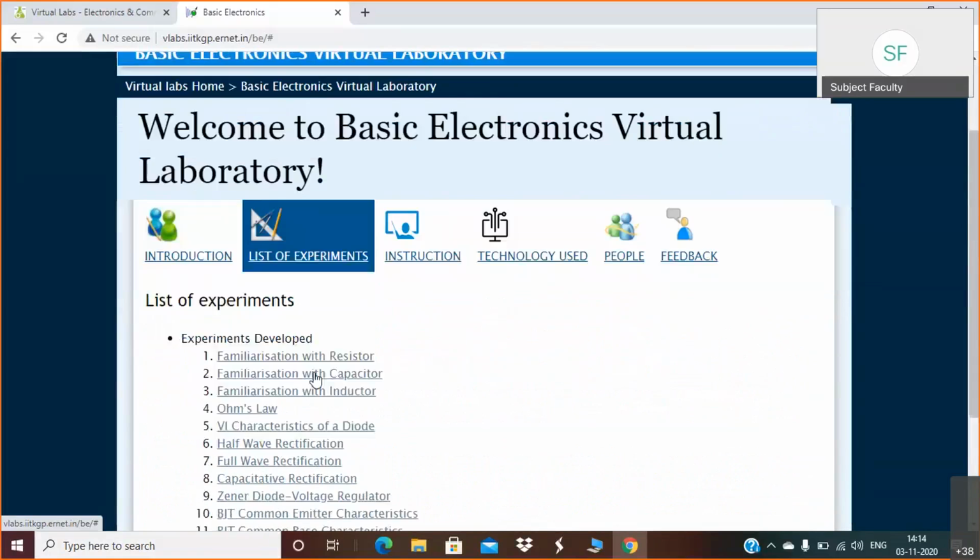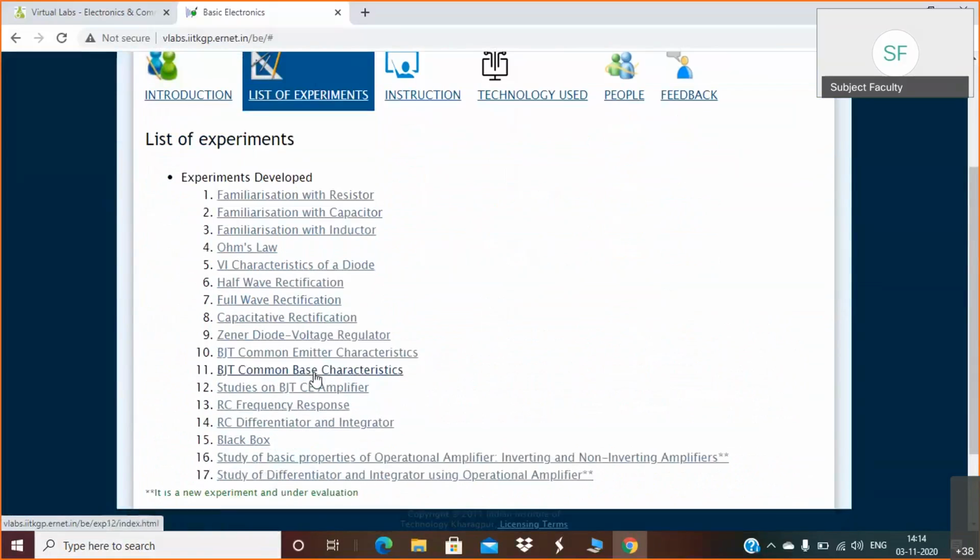You have to click on list of experiments. Under this, you can observe there are a total of 17 experiments. But as far as we are concerned, from this list we will discuss experiment number 10. So you can note it down.